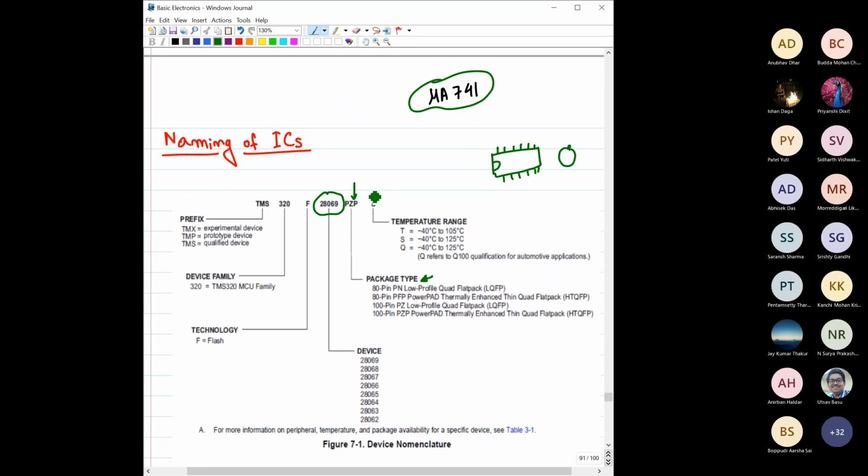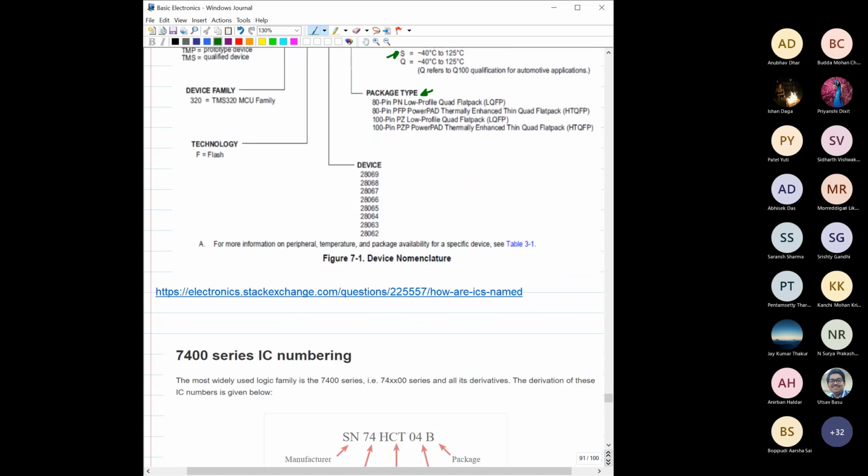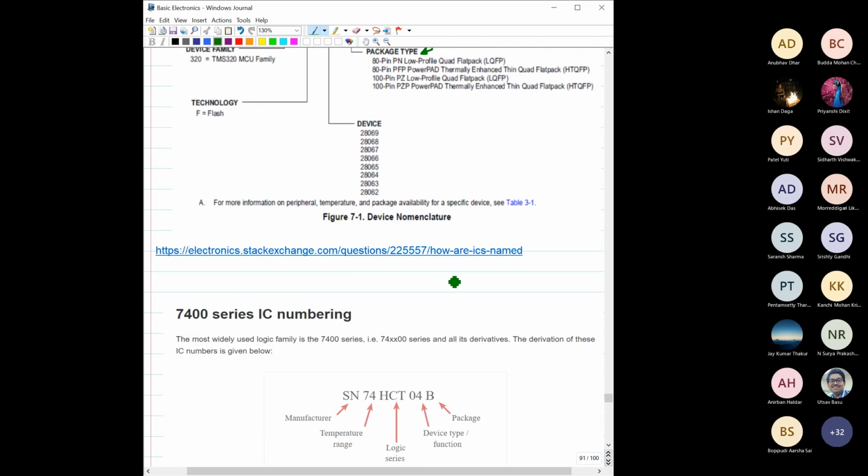Then the other one is this ACE. This gives the temperature range. For example, this ACE stands for minus 40 degrees to plus 125 degrees, meaning the device can be operated safely between minus 40 and plus 125 degrees. If it is T, then it is minus 40 to 105. If it is Q, it is minus 40 to 125. This is one naming scheme.